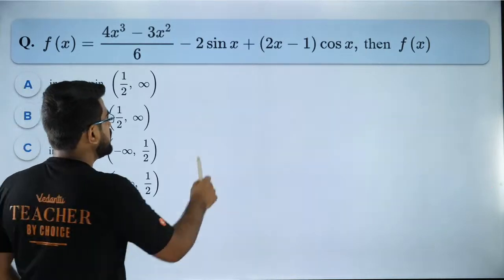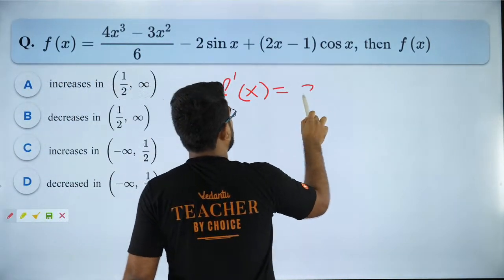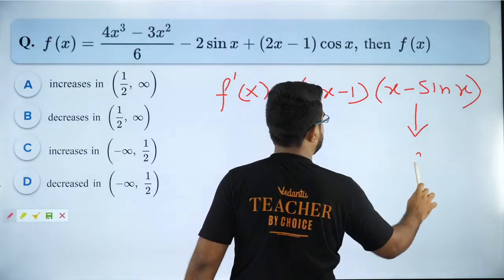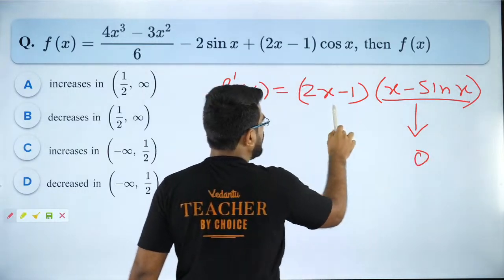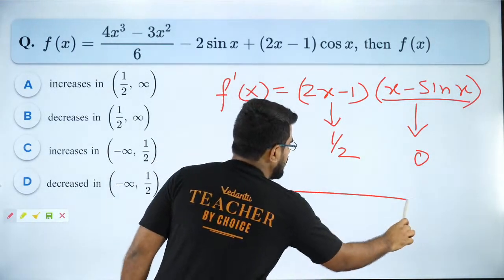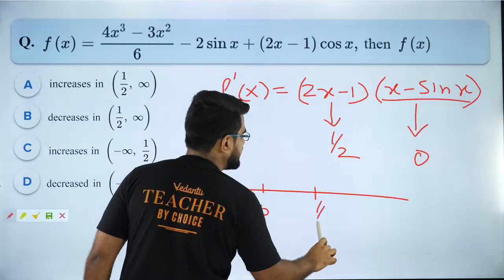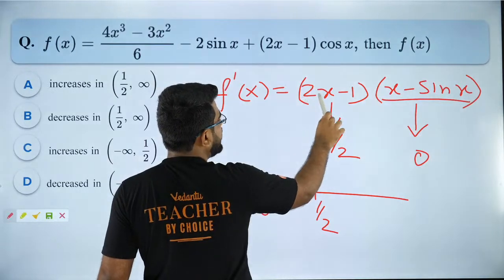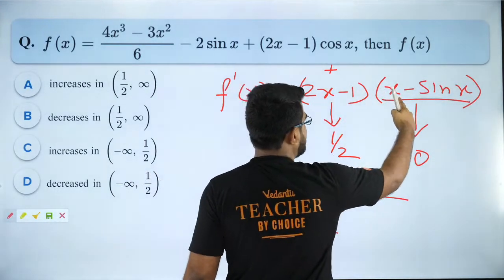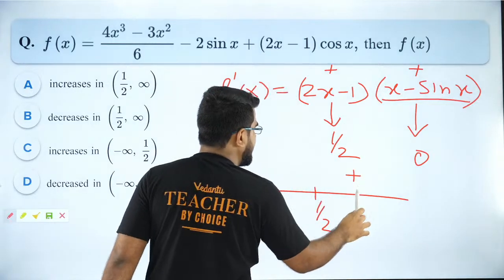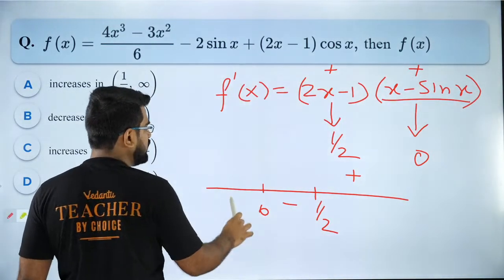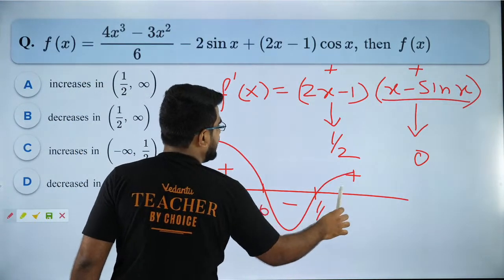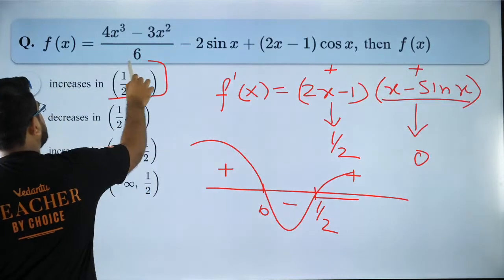So please listen carefully. Your f dash of x, my dear students, is equal to 2x minus 1 times x minus sin x. Now, where does this change sign? Turning point for this is 0, turning point for this is half. So let us draw the number line. We have 0 and half as the critical points. To the right side of half, let's say 1. If I put 1, 2 into 1 minus 1 is 1, positive. If I put 1 here, 1 minus sin 1 is also positive. So here it is positive. Between 0 and half it will be negative. Again, to the left side of 0 it will be positive. So where is your f dash of x positive? It is increasing in half to infinity. So that is why this is correct.